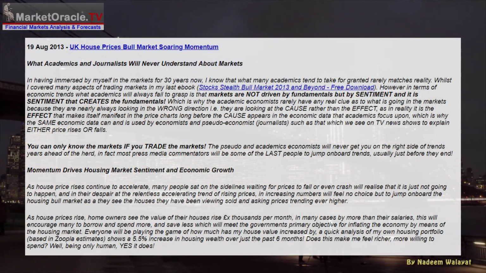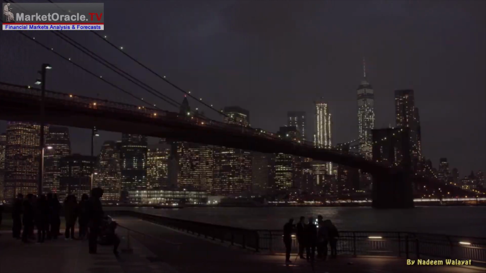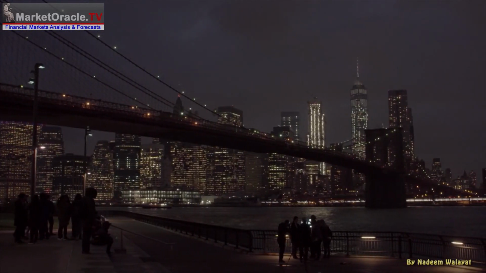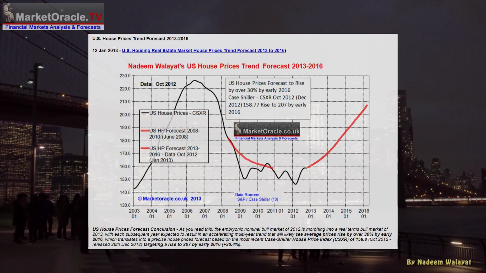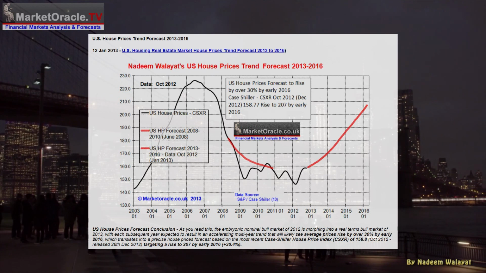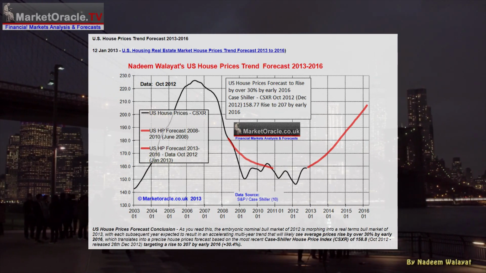So momentum and sentiment plays an important part in determining a trend forecast for US house prices. First, a recap of my original forecast for US house prices covering the period November 2012 to early 2016.